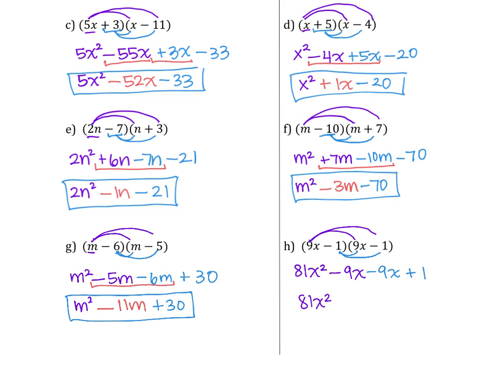81x to the second. Then I have minus 9, minus 9. Since they're both negatives, this is going to be even more negative. So minus 9 is minus, add them up, 18x's. Okay, and then plus 1.